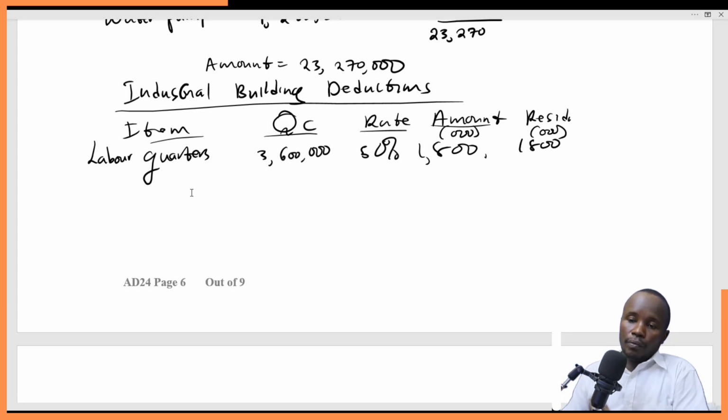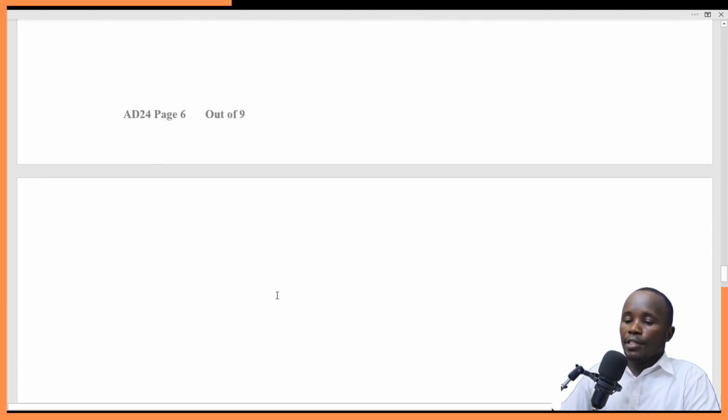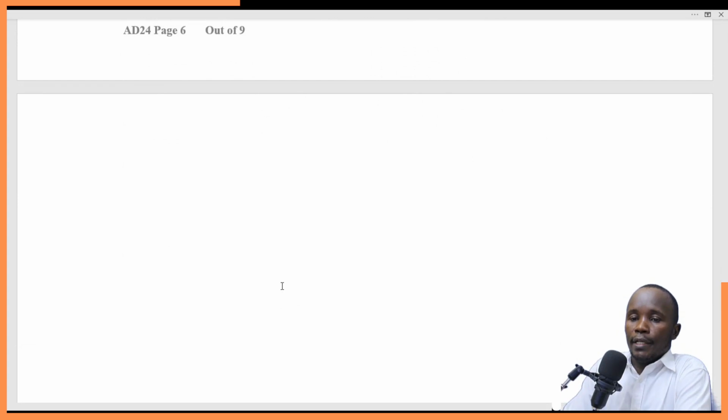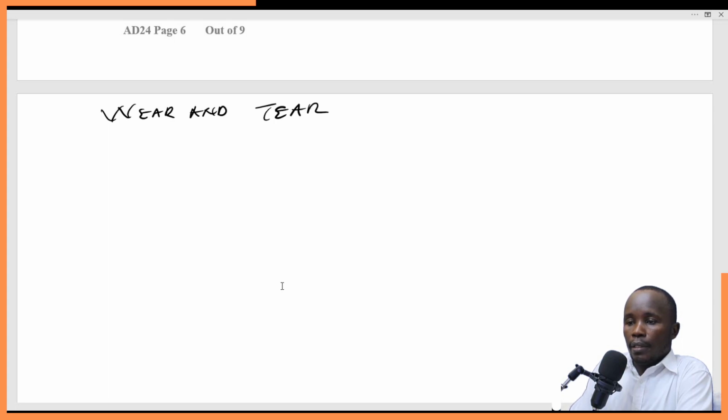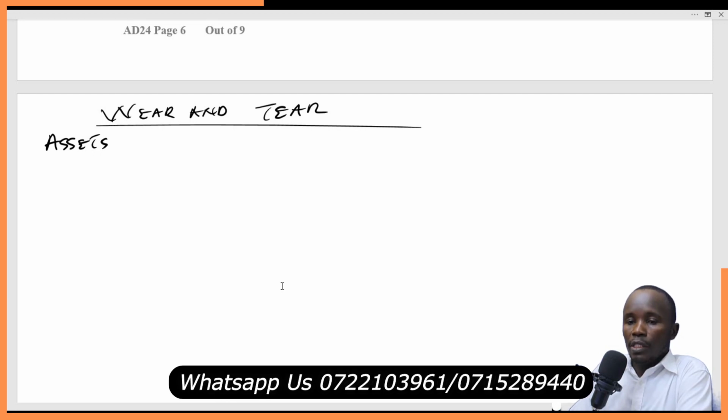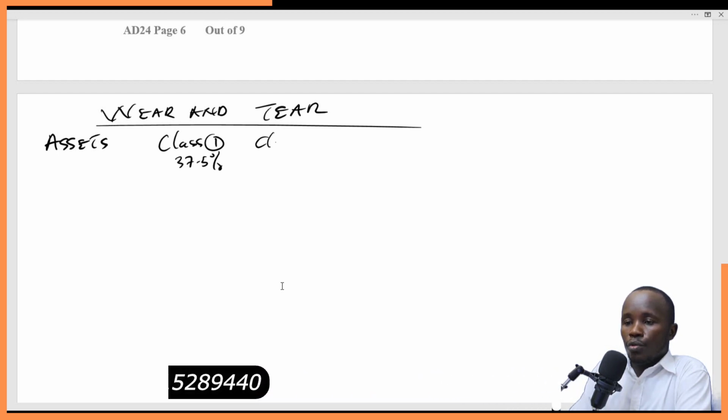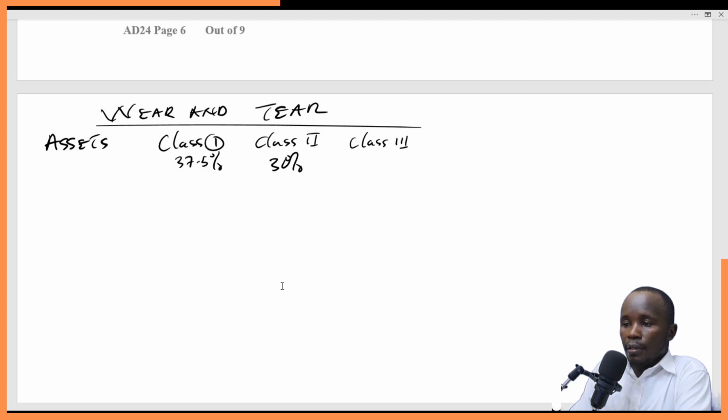Good. Having done this, we move to wear and tear. This will be our last. Wear and tear, we shall have the assets. And then you have class 1, which is at 7.5%. We have class 2 at 30%. We have class 3 at 25%. Then we have class 4 at 12.5%.